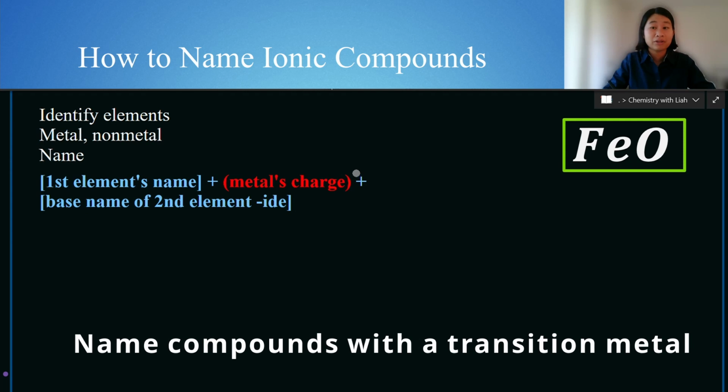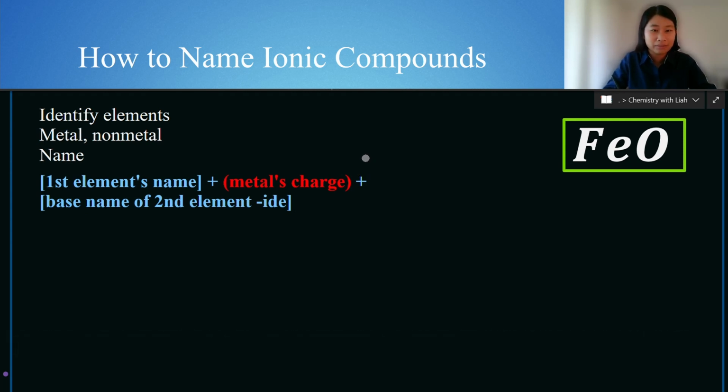Now we're going to talk about naming ionic compounds with a transition metal. So how is that done? Well, as you see here in this little formula, the process is very similar, except that we need to add this part in red. In parentheses, we're going to have the metal's charge, meaning the transition metal's charge, written in Roman numerals, okay?